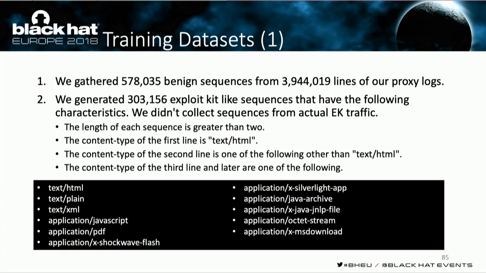We trained the model with these 2 datasets. One dataset consisted of benign sequences. We gathered about 578,000 of benign sequences from about 4 million lines of our proxy logs. The other dataset consisted of pseudo-malicious sequences that we generated. We generated about 303,000 exploit kit-like sequences that have characteristics as shown on the slide.